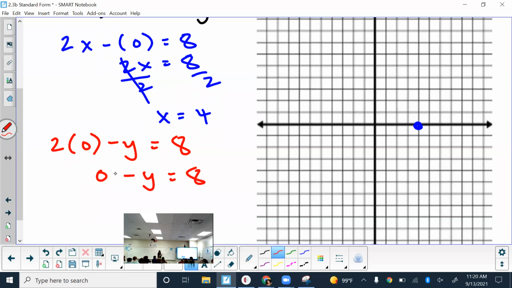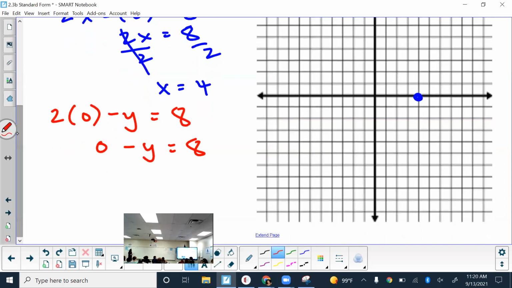Can I just circle that and say my y-intercept is 8? No. Because is the y completely by itself? No. What's next to it other than the 0? The negative. In order for it to be 100% correct, we've got to get rid of that negative. How do I do that? Divide by -1 on each side. And then your y-intercept, you guys were correct, is -8.